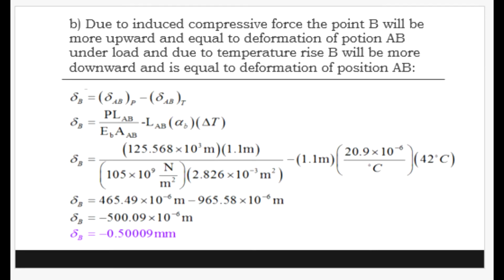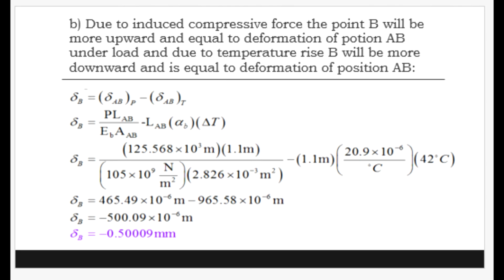And for question number 2 or letter B, due to the induced compressive force, the point B will move upward and equal to the deformation of portion AB under load, and due to temperature rise B will move downward and is equal to the deformation of portion AB. Delta_B is equal to delta_AB,P minus delta_AB,T. So delta_B is equal to P times length AB over elasticity times A_AB minus length of AB times alpha times delta T.